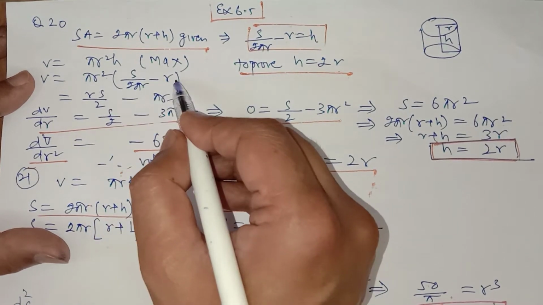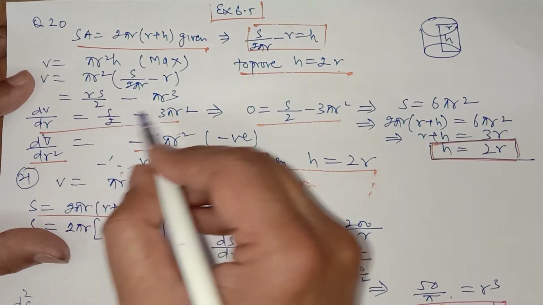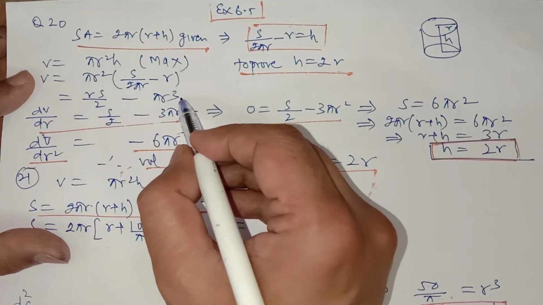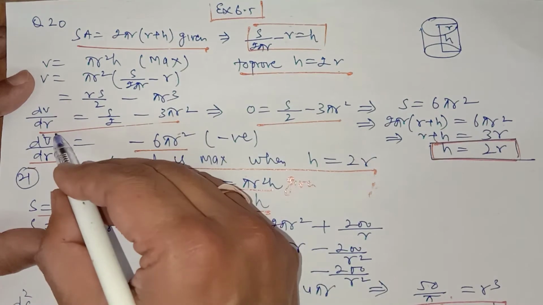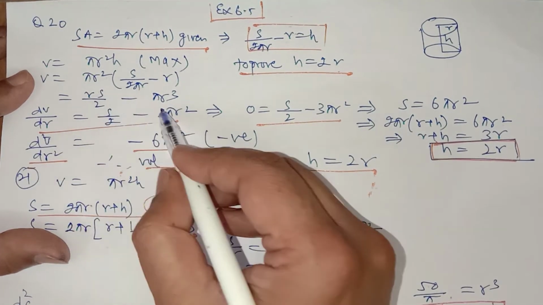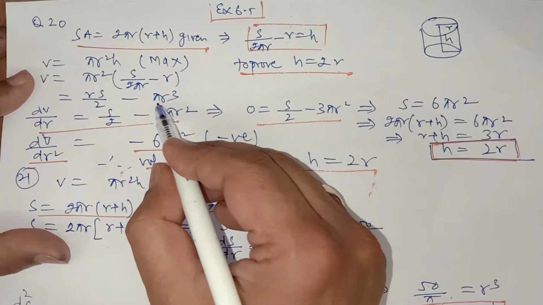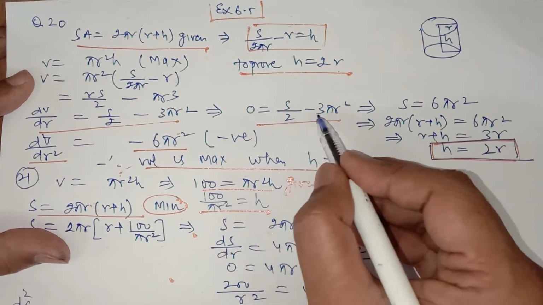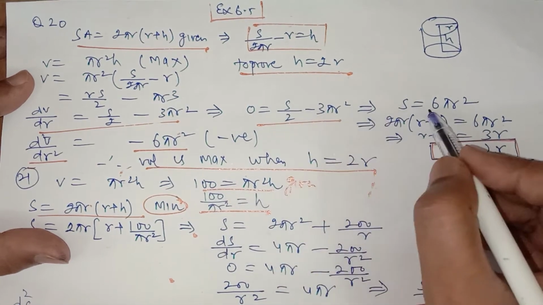Now open the bracket. You are getting this, differentiate with respect to r, because s is constant and the only variable thing in the cylinder is r, so you have to differentiate with respect to r. So the first derivative is s upon 2 minus 3 pi r square, the derivative of pi r cube, put it equal to 0, and s will be equal to 6 pi r square.